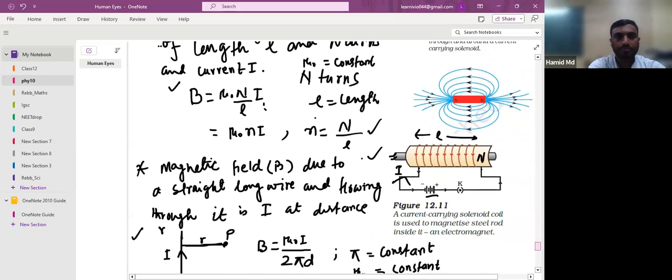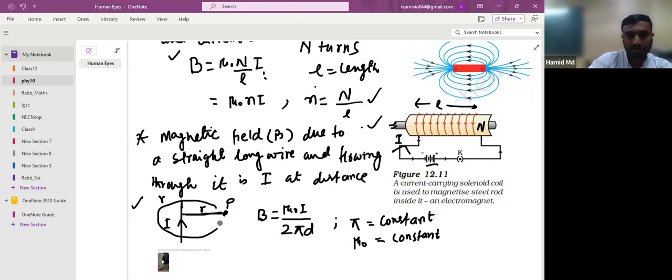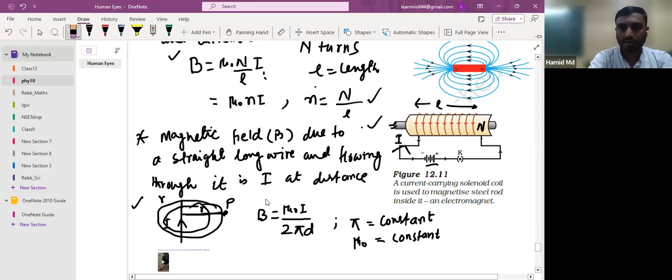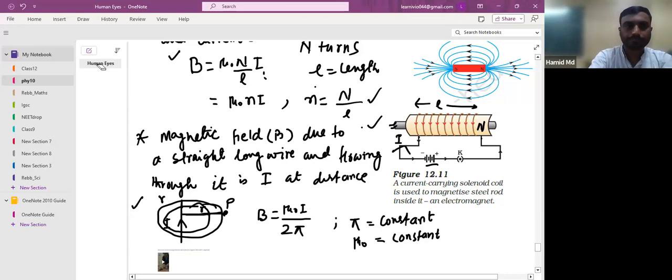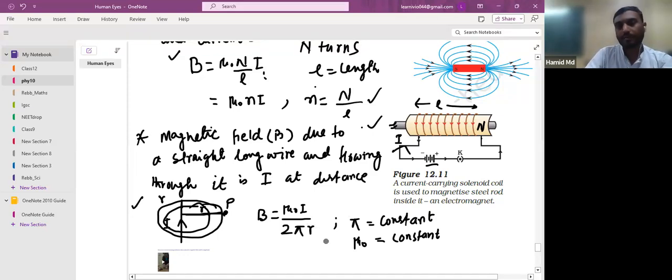So now move on to a straight wire. As we calculated, if the current is in a particular direction, the magnetic field will be curling around this wire, like this. So at every radius, this is the radius, where I have written D. My apology, I will write it as R, the distance R. Clear?